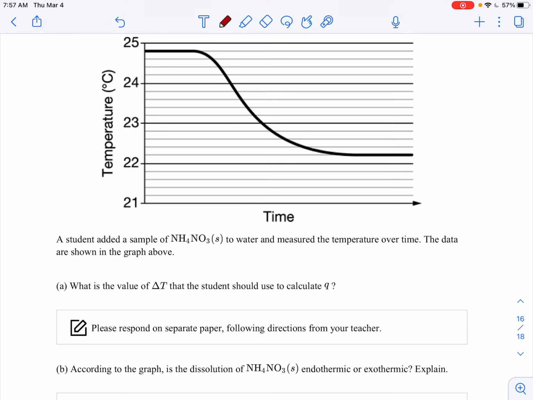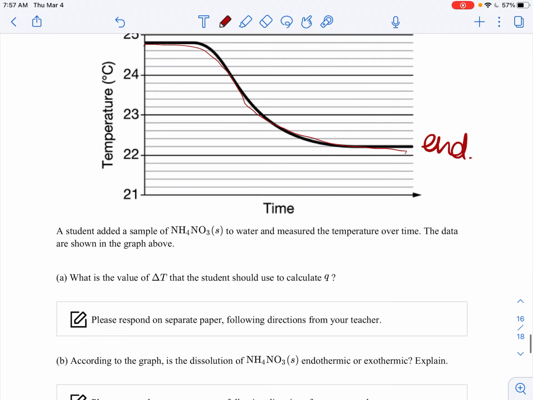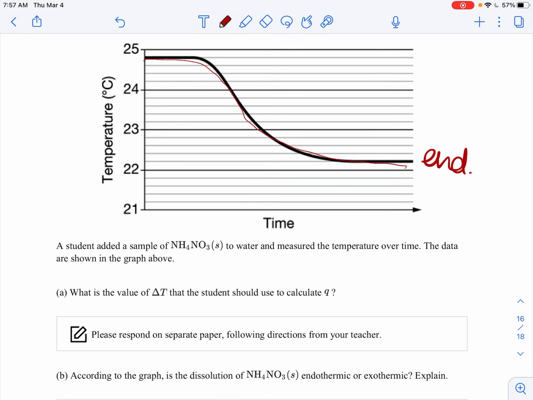The data are shown in the graph above. So notice what happens here. The temperature decreases, so that tells me that this is an endothermic reaction. It says, what is the value of delta T the student can use to calculate Q?